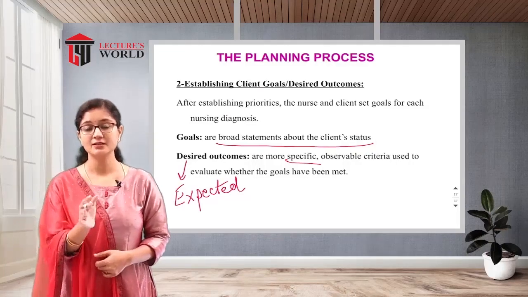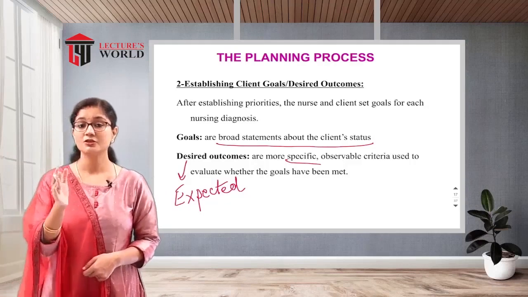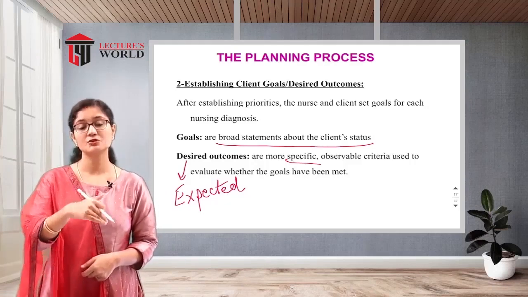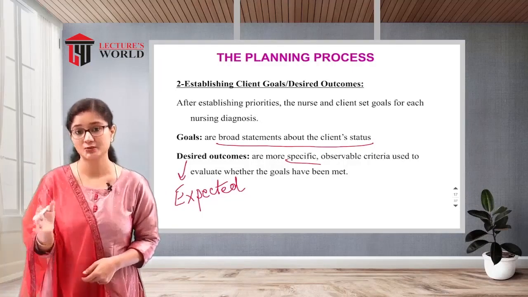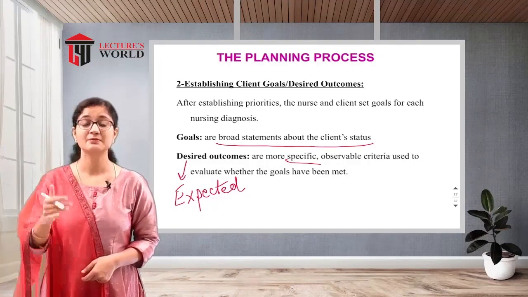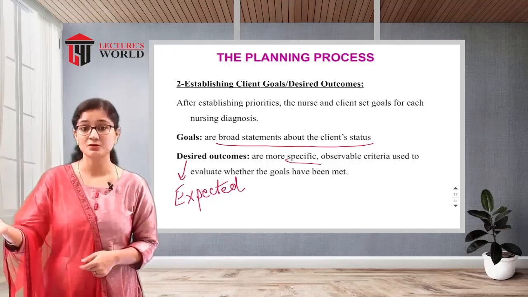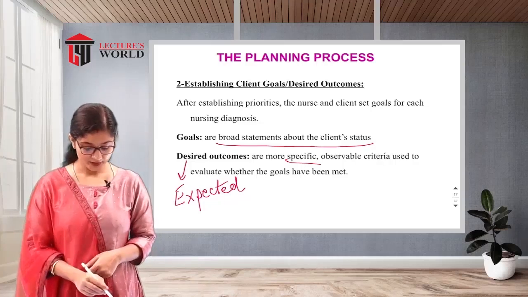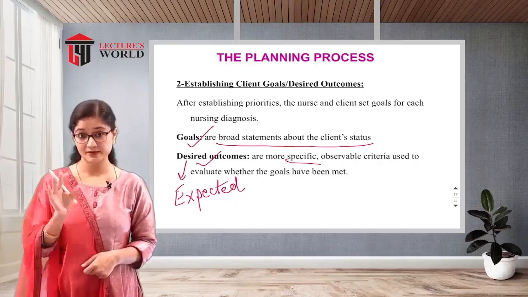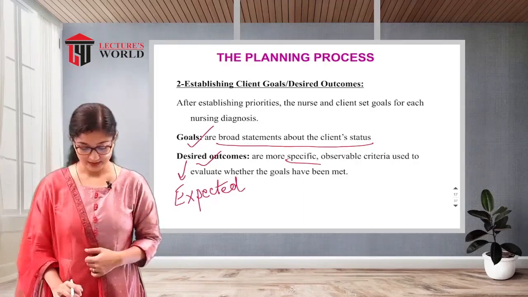So what we ideally do is, after prioritizing the nursing diagnosis, we write down the goal, for example, to reduce fever, and then I make the desired outcome. A desired outcome helps me to know what I want to achieve at the end. So please write your desired outcomes. Hope you understood. Desired outcome is specific and goals are always broad statements. Okay, there's an example for you.